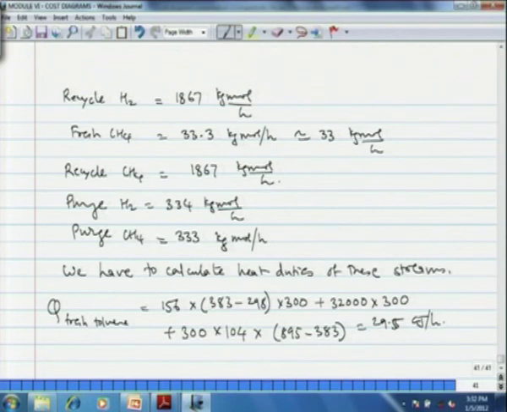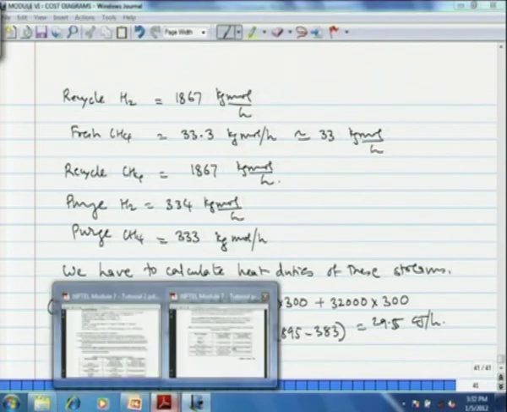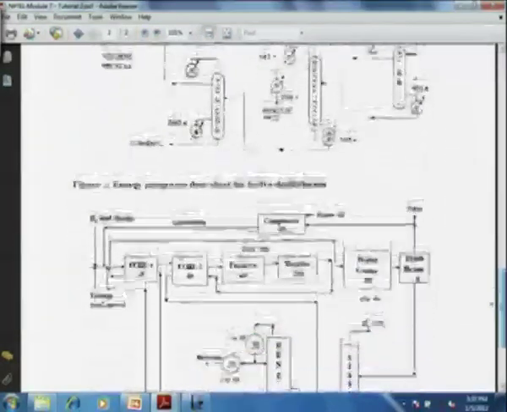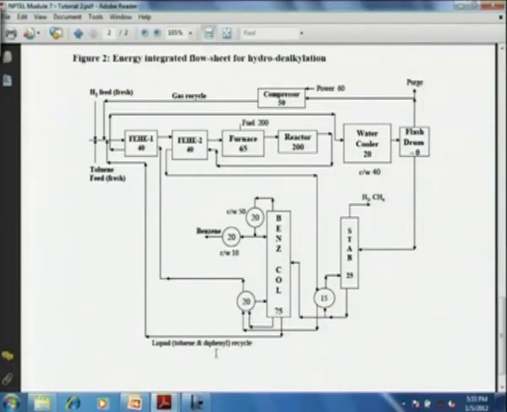And similarly, we can calculate the heat duties on other streams. You must note that for recycled toluene, the temperature is 395 Kelvin, which is higher than the boiling point of pure toluene, which is 383 Kelvin, and this is due to the presence of diphenyl in the recycle stream. If you see the flow sheet, it indicates recycle of diphenyl, and therefore the temperature of the recycled toluene is slightly higher than the boiling point of toluene. But those minor things we are going to ignore in our calculation.